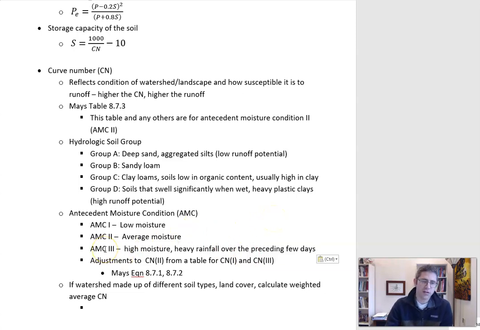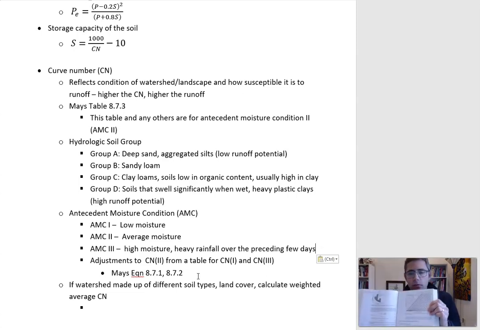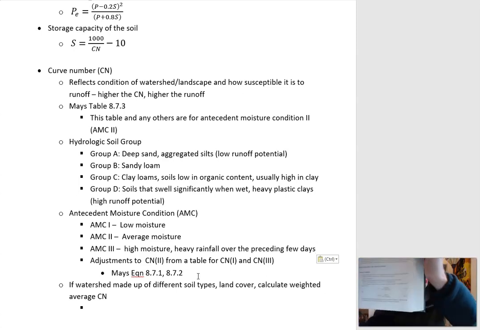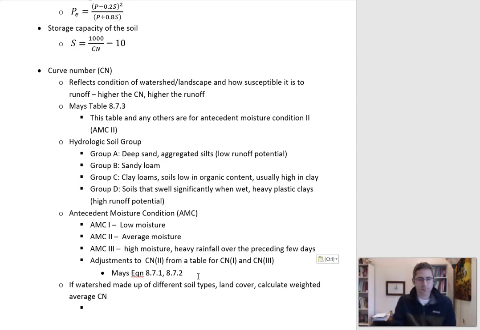If you need to calculate the curve number for either AMC1 or AMC3, you can take the curve number from a table, which is CN2, and convert it to CN1 or CN3 using equations. I'm not going to put them in here, but they're in your text. Equation 8.7.1 and 8.7.2 right there. Page 303 in my book.